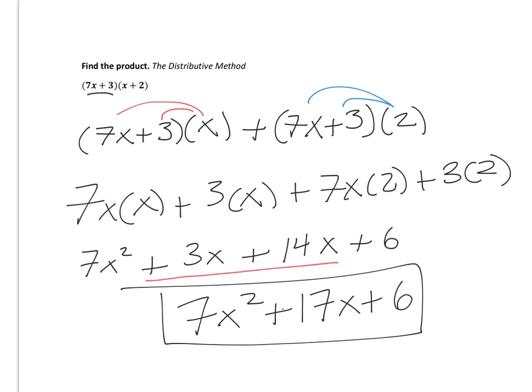Now, this is just a different method. It is the grid or box method. It's very similar, same kind of idea. So what we'll do is set up a tic-tac-toe board almost. You will want as many lines going horizontally as you have terms in the first parentheses. So I have 2 terms in the first parentheses, so I will have 2 lines. I have 2 terms in the second parentheses, so I'm going to have 2 lines going up and down.